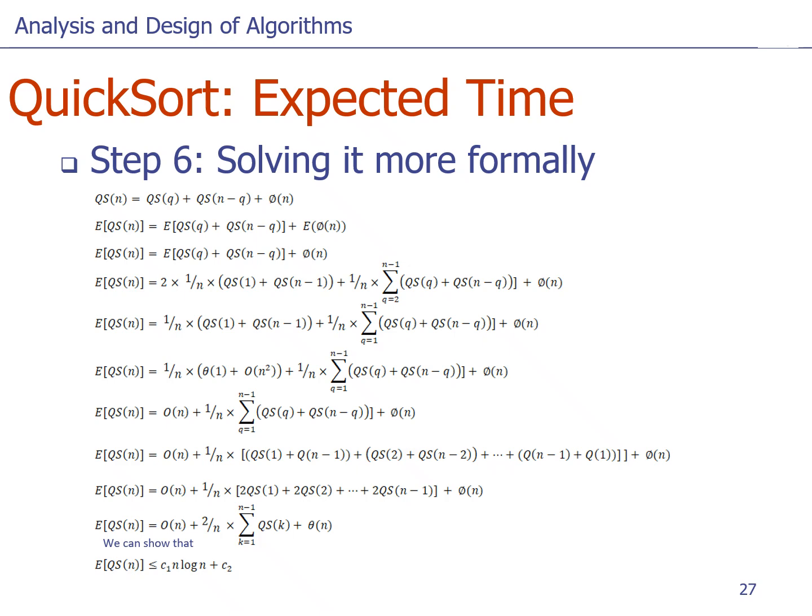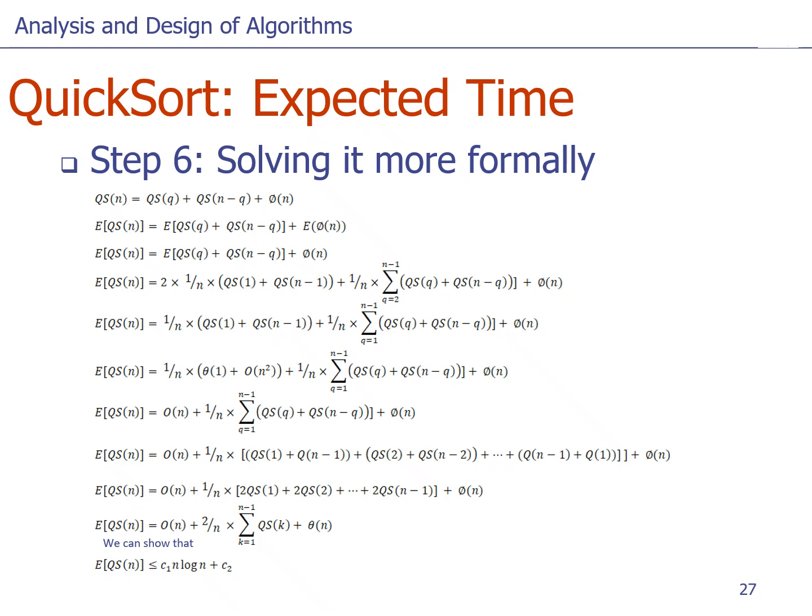The quicksort on 1 is obviously theta of 1, because there is no effort to sort an element by itself. The quicksort of n minus 1 will ultimately, if I keep doing it, result in O of n squared. Plus the rest that I was describing: 1 over n multiplied by the summation from q equal to 1 to n minus 1, and the rest as is. Now, this is 1 over n multiplied by O of n squared, so this is going to be O of n, plus the rest of what I'm referring to.